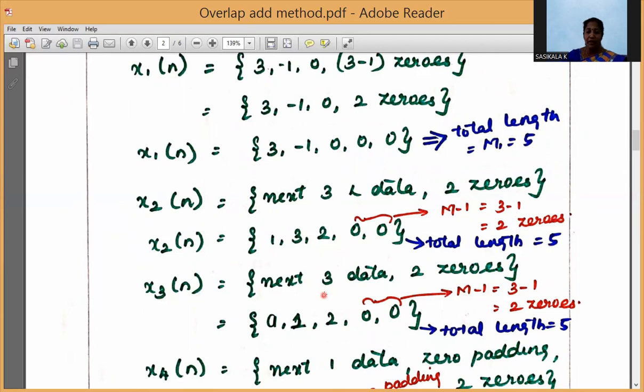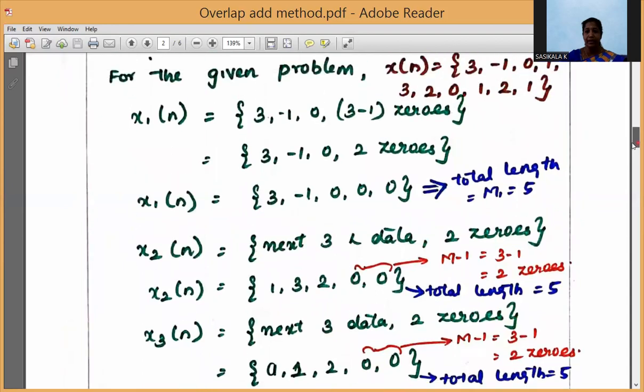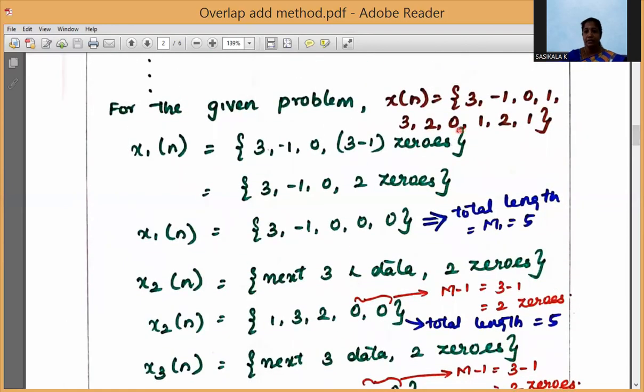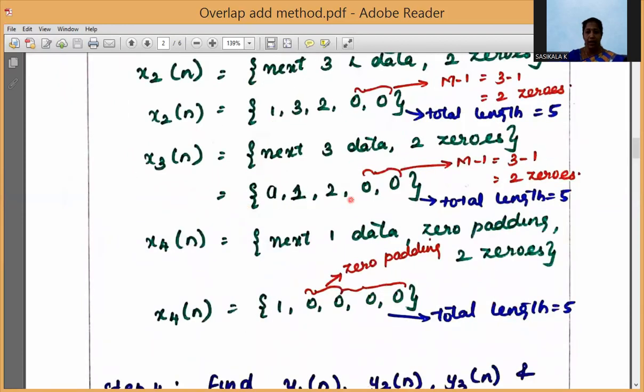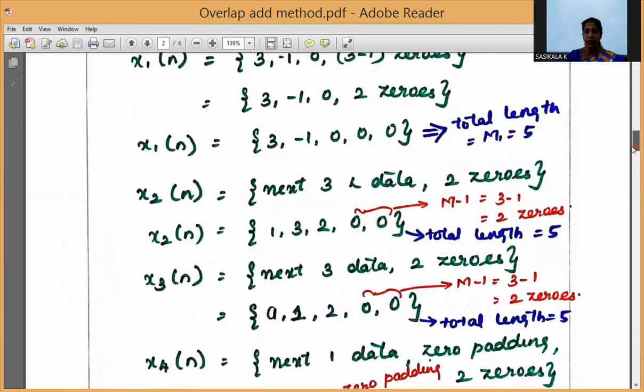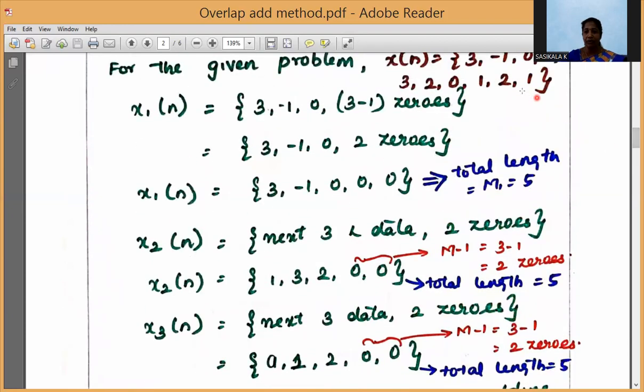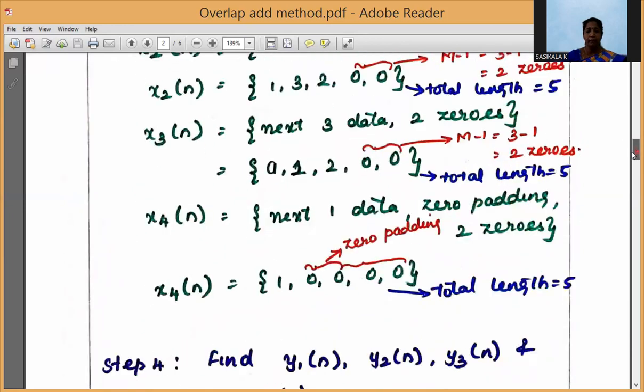Now, x3 of n is next 3 data, comma 2 zeros. So what is the next 3 data? This is 0, 1, 2. So next 3 data is 0, 1, 2, comma 2 zeros. And x4 of n is equal to next 1 data. So listen, since we are having x of n is equal to 10, for x4 of n, we'll be having only one data, which is 1. Okay. So I have added this data 1.